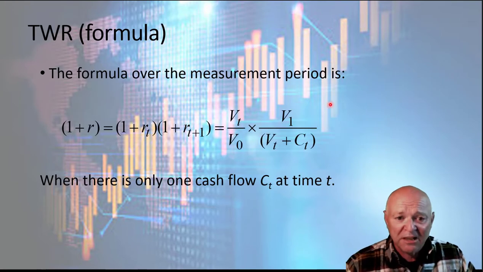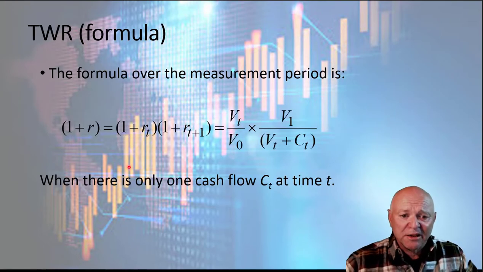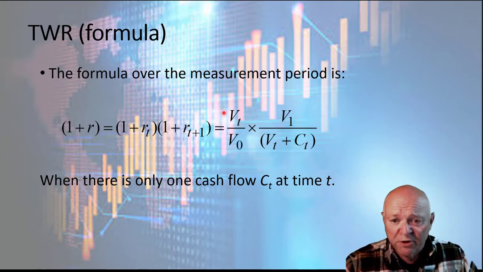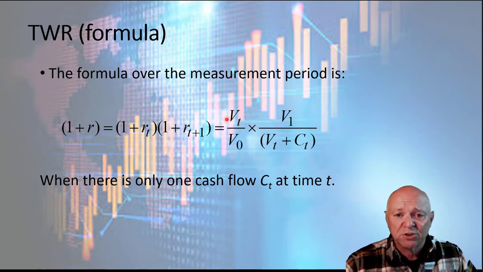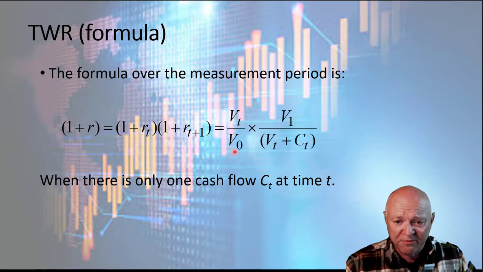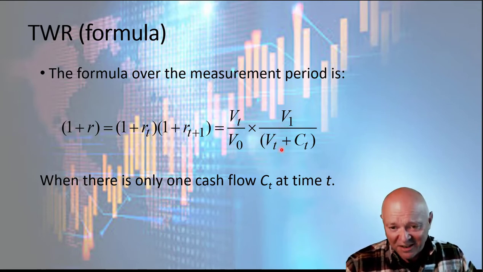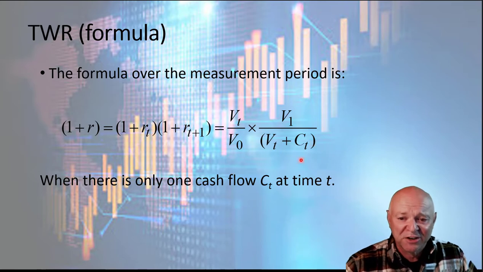The formula is essentially this. We have 1 plus the rate of return, which is going to depend on the rate of return at the beginning of the period and the rate of return at the end of the period. The rate of return at the beginning of the period is essentially the value at the end divided by the value at the beginning. That's 1 plus R sub t. And the value at the end of the period is going to be V1 over V at the beginning plus the cash flow.